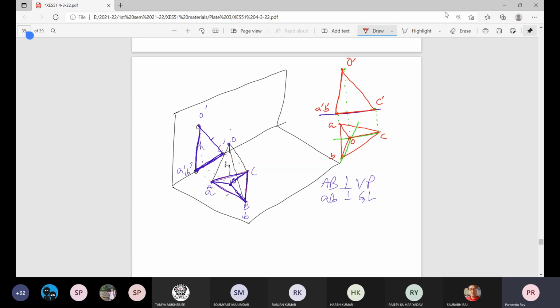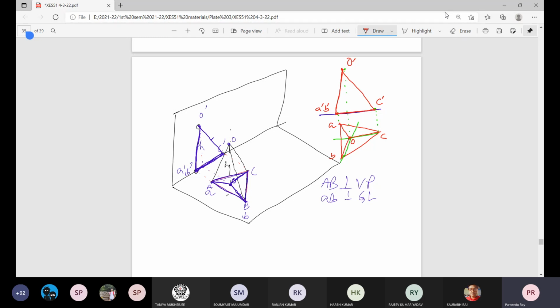So we think the object as a whole. This is resting on the HP. One of its sides, that is capital A, capital B, is perpendicular to GL. In plan also, plan small a, small b will be perpendicular to GL. And this is the whole thing.